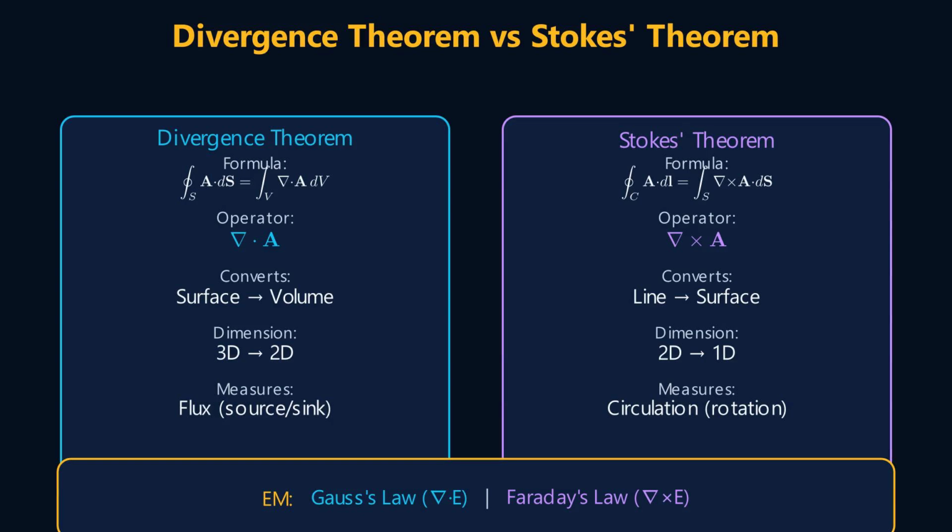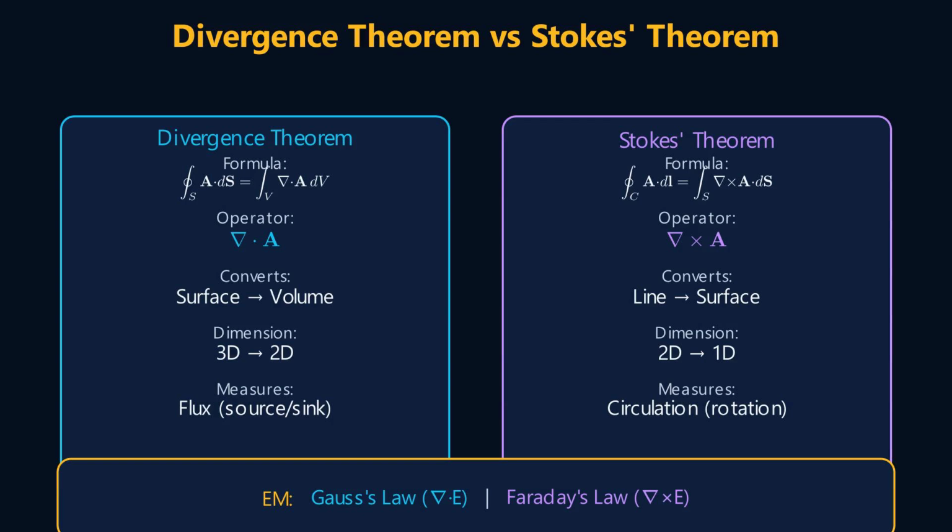Notice the pattern. Both theorems relate an integral over a region to an integral over its boundary. The divergence theorem goes from 3D volume to 2D surface. Stokes' theorem goes from 2D surface to 1D curve. These are not just mathematical tools. In electromagnetic theory, Gauss's law for the electric field is the divergence theorem applied to E.